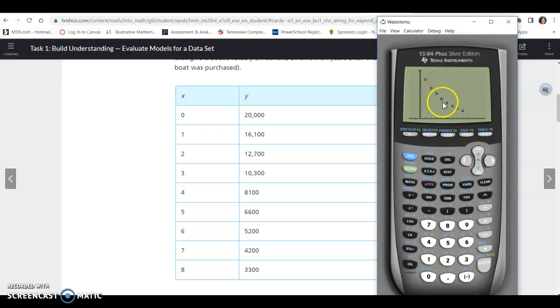All right, so we can see this kind of looks like a curve. It does not look like a line. A line would mean it was linear. So this is probably either quadratic or exponential decay.